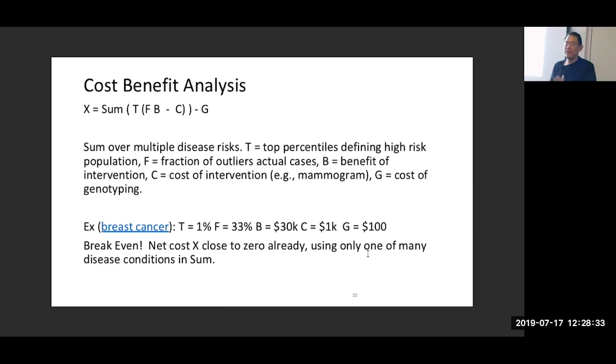So as a public health proposal, I would say population level genotyping already makes sense, and it will only make more sense as these predictors improve in quality.